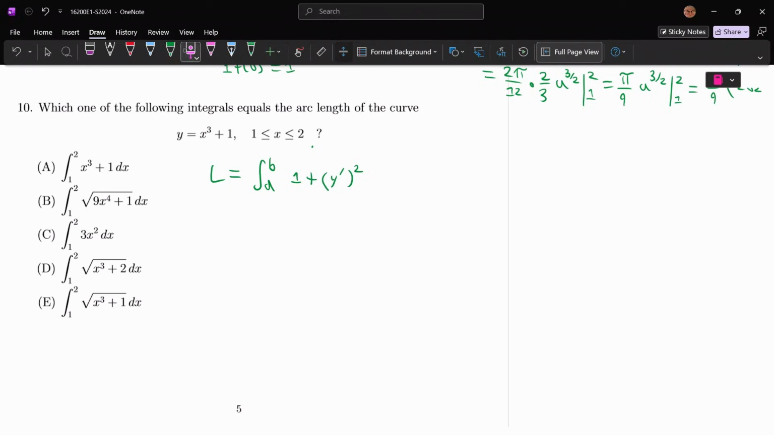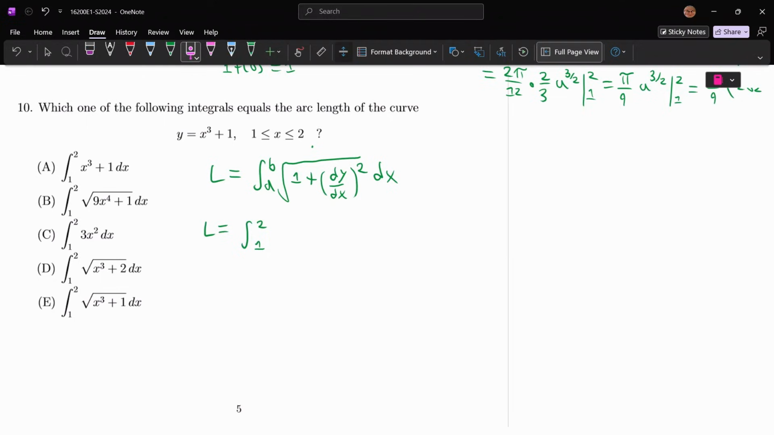Or, well, it's an equation in terms of x, so I'll write the derivative with respect to x. So dy dx squared in a square root, and then integrate this with respect to x. And so we can plug in the known values into this and come up with an equation to find the arc length. We know that the boundaries are going to be 1 and 2 because it's given to us here. And so the length is going to be equal to the integral from 1 to 2.